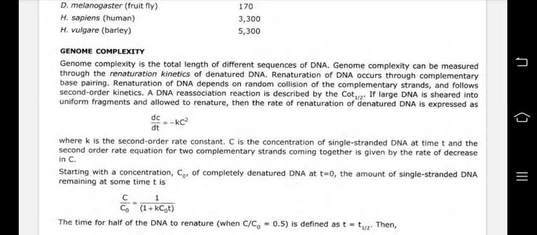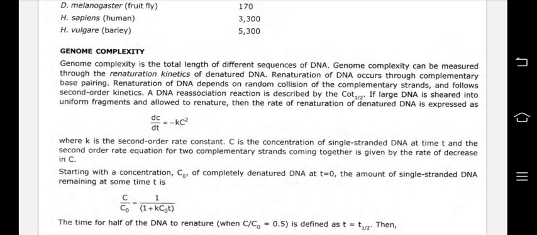Genome complexity can be measured through the renaturation kinetics of denatured DNA. Renaturation of DNA occurs through complementary base pairing. Renaturation of DNA depends on random collision of the complementary strands and follows second order kinetics. A DNA reassociation reaction is described by the Cot half.